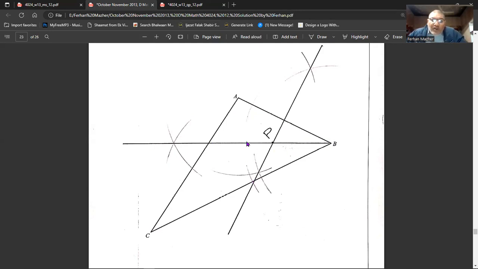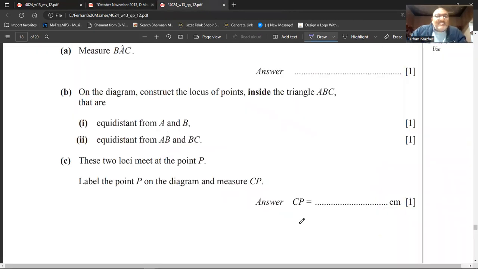Whenever you move on this angle bisector, your perpendicular distance from AB and your perpendicular distance from BC will always be equal to each other. That's called the angle bisector. The angle bisector is drawn when they ask you to be equidistant from 2 lines, and the perpendicular bisector is drawn when they ask you to be equidistant from 2 points. Hopefully you understand. Then he says these 2 loci meet at the point P.